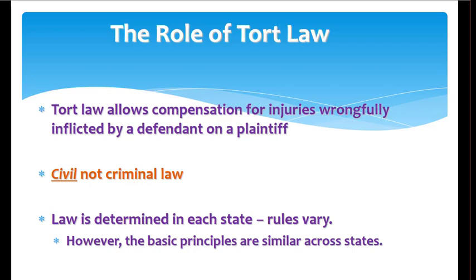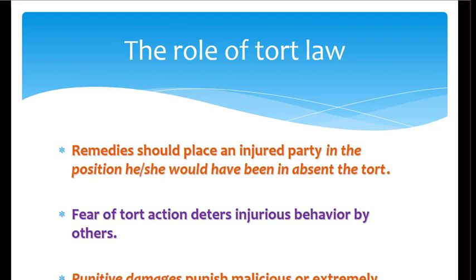Torts allow us to compensate people for injuries that were wrongfully inflicted by a defendant. So it allows people to be compensated if a product injures them, if another individual injures them, if a doctor injures you, that's a negligence claim. And as I mentioned, the McDonald's hot coffee case was negligence, and I think there was also an intentional infliction of emotional distress. But what we know of and what the jury compensated Stella Liebeck for was McDonald's negligently having the coffee too hot.